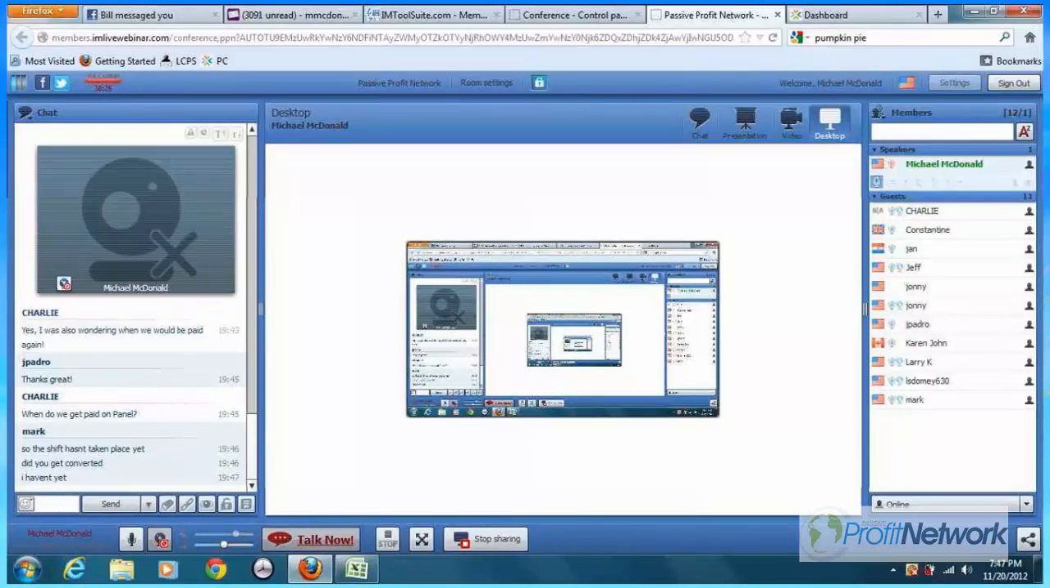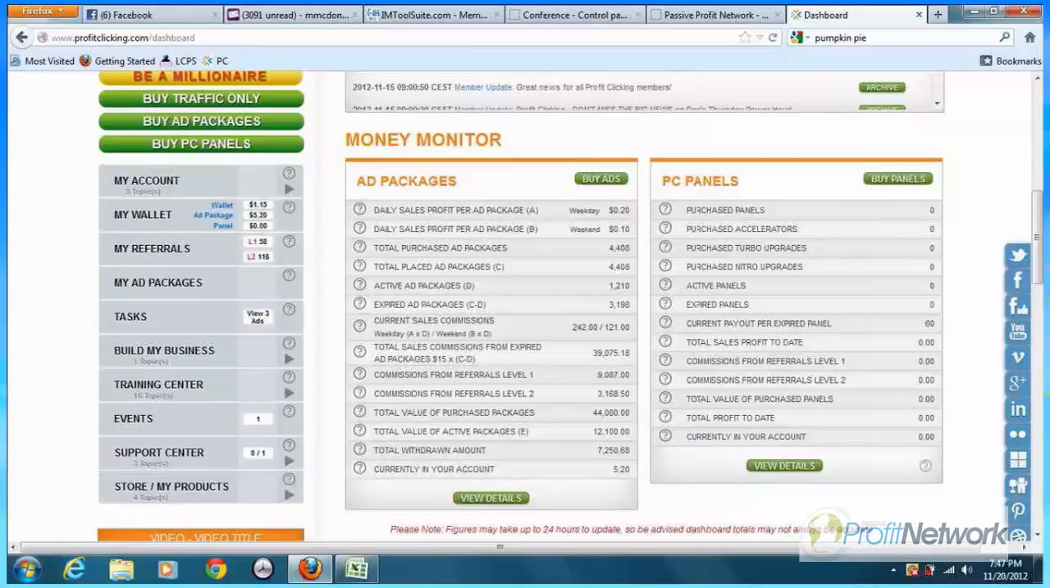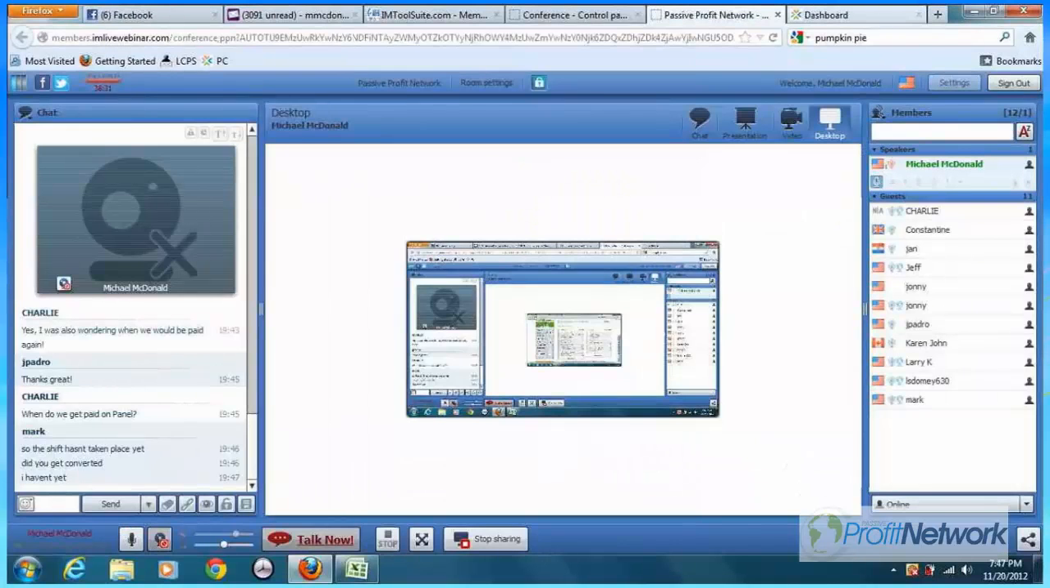Let me show you guys where to look. Y'all can still see my screen, right? Right here on your money monitor.